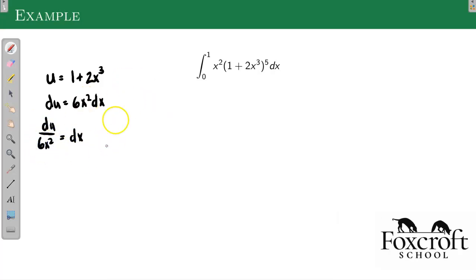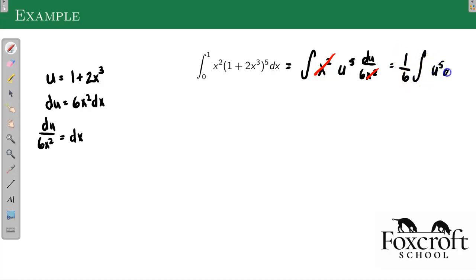Divide: du over 6x squared is dx. All right, so this is all the side work we have to do, and now we can go to our problem over here. x squared doesn't change, but 1 plus 2x cubed, that's what we called u, so now this is u to the fifth. dx, we know that's du over 6x squared. And again, you know you've done this right if the x's cancel out and you're only left with numbers and u. In this case, you get the 1/6, which I'll write at the front, u to the fifth du.